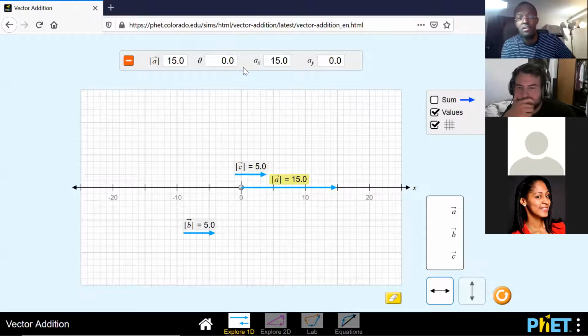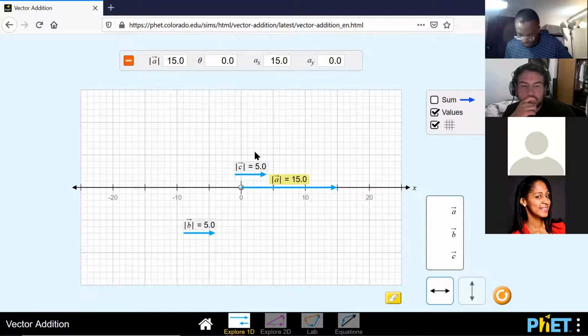See that? The x-coordinate of the vector, that's obviously 15, because that's the length in this case. And the y coordinate, there's no y coordinate because we are in one dimension, so there's no y axis.